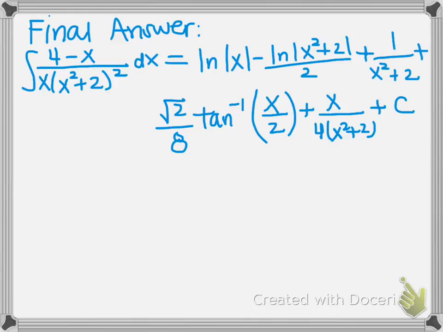So the integral of (4 minus x) over x times (x squared plus 2) squared dx is equal to the natural log of x minus the natural log of the absolute value of x minus the natural log of the absolute value of x squared plus 2 over 2 plus 1 over (x squared plus 2) plus the square root of 2 over 8. And I put it on 2 lines. I really want to put it on 1 line. So in your notes, you should have enough room to put it on 1 line. Plus the square root of 2 over 8 times tan inverse of x over the square root of 2 plus x over 4 times the quantity x squared plus 2, plus c. Yes, I know this was a lot, but hopefully you guys got the same answer. If not, go back over the notes and we are done.